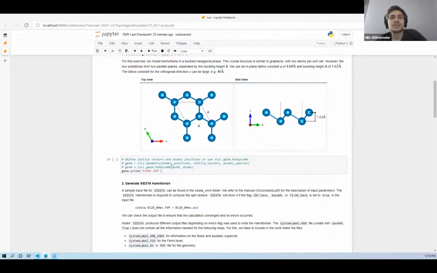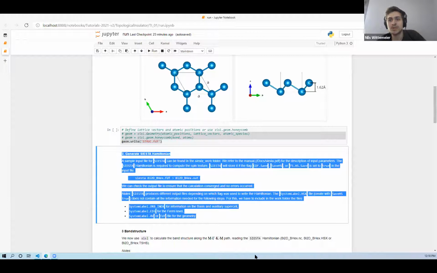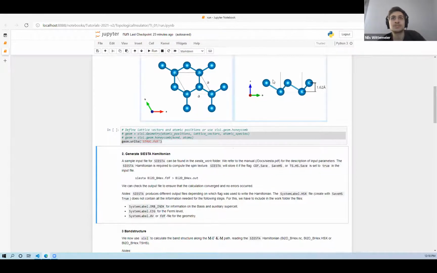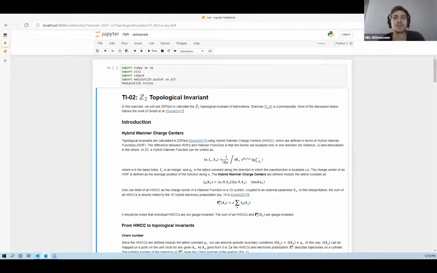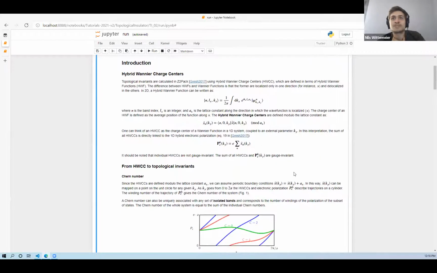In this first exercise, you basically generate the structure and then run SIESTA, and I'm going to go based off of this point where we already have run SIESTA to get the Hamiltonian for the structure. We're going to use that in this second tutorial. I'm not going to go through the whole introduction here. This basically follows a paper by Dominik Gresch and others from 2017, where they present their implementation of this method of calculating Z2 invariants using hybrid Wannier charge centers.